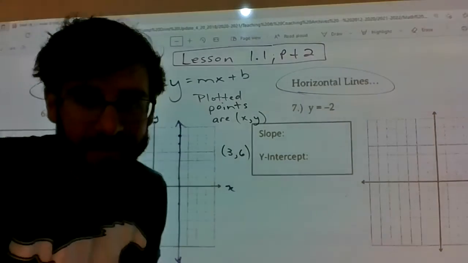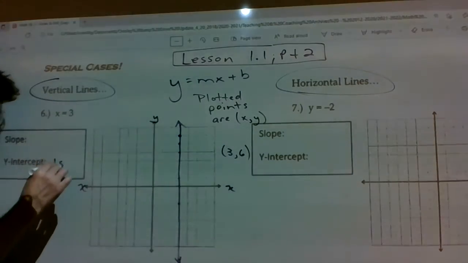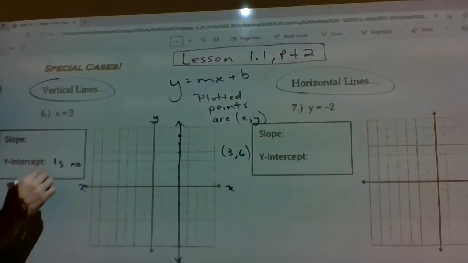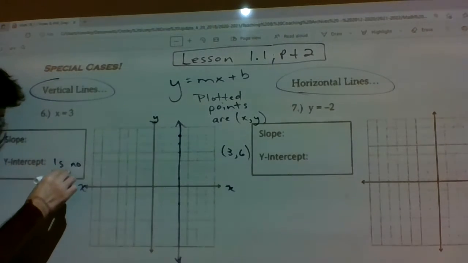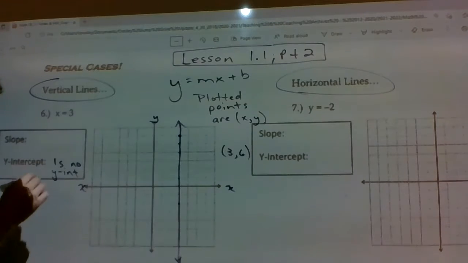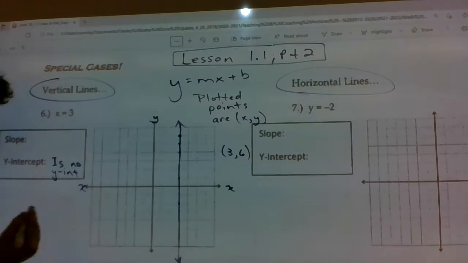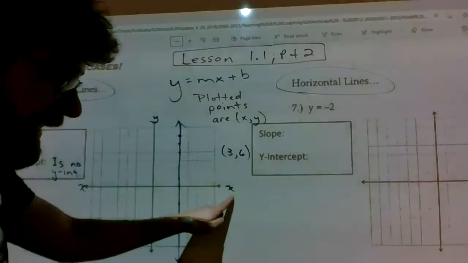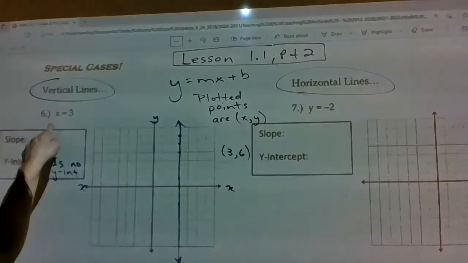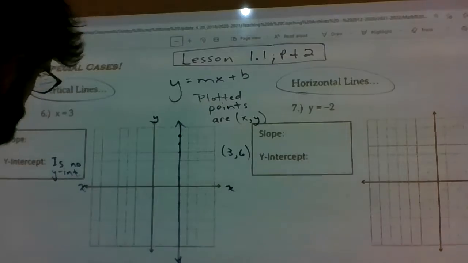And that's it. There is no y-intercept. It's not there. It crosses the x-axis at 3, which makes sense, x equals 3, but it doesn't cross the y-axis.